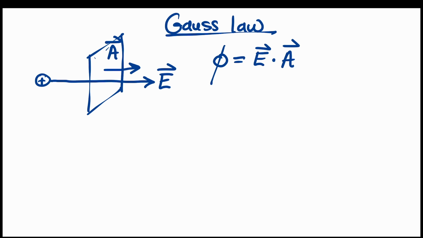But we could make that simpler in the case where the electric field is perfectly perpendicular to the surface and just say, okay, I have an electric field of magnitude E, and it's multiplied by the surface area A that it's going through. So that's the basic concept we need to understand for Gauss law. It's the flux.